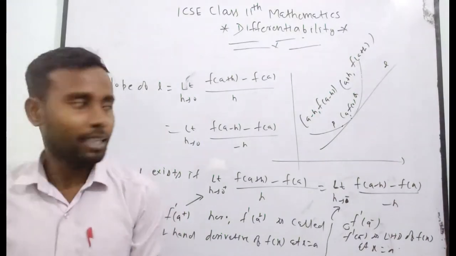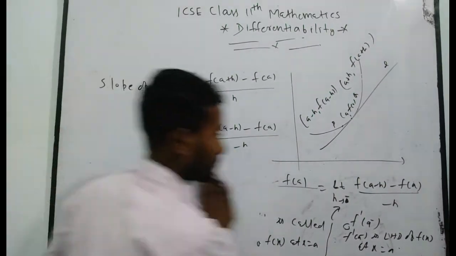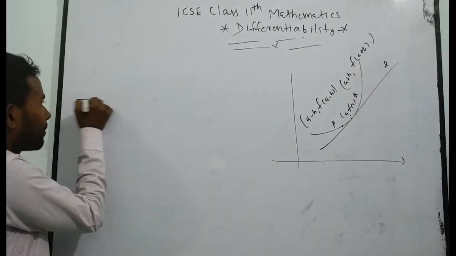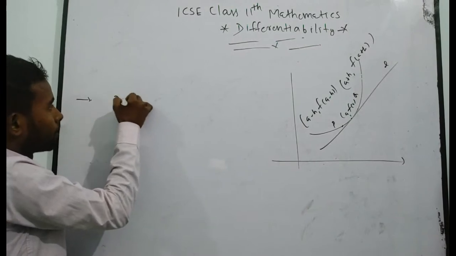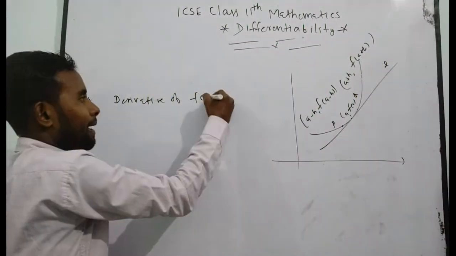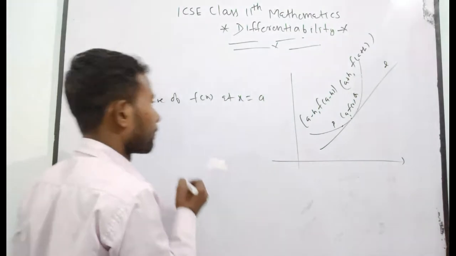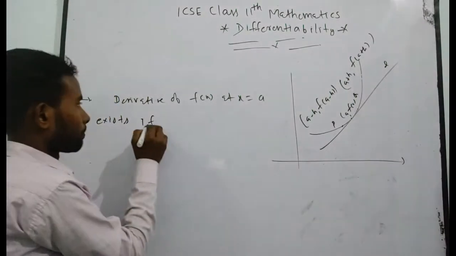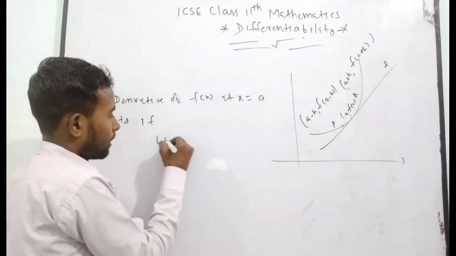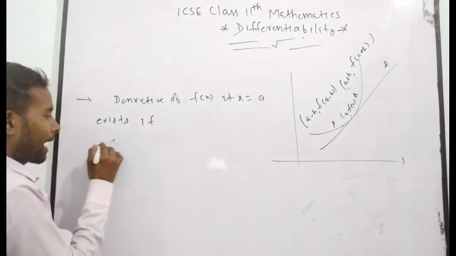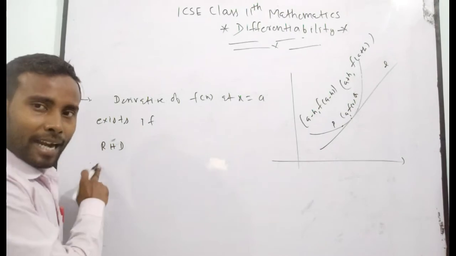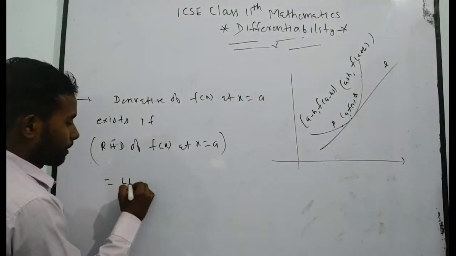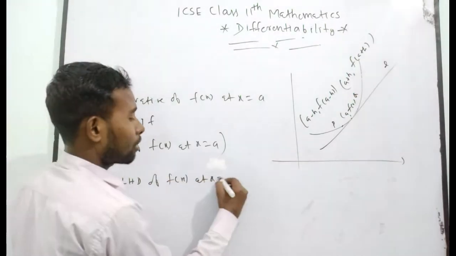Now I want to write it in another form. In other form, you can tell me the derivative of f(x) at x equal to a exists if the right hand derivative of f(x) at x equal to a is the same as the left hand derivative of f(x) at x equal to a.